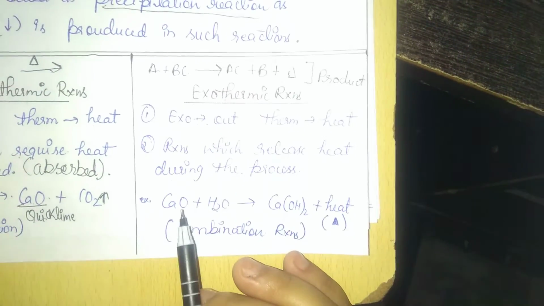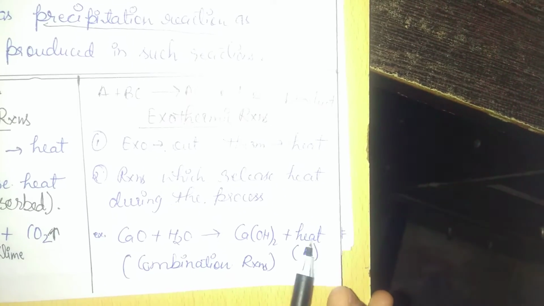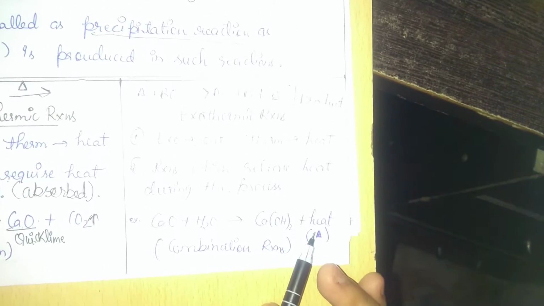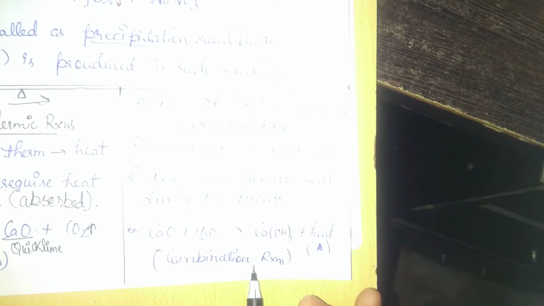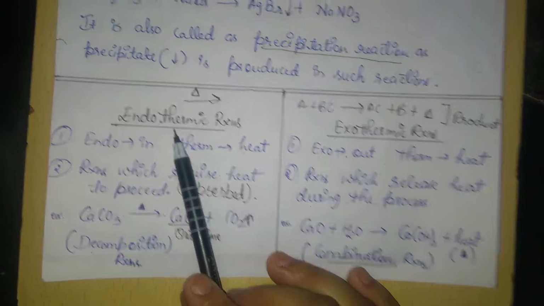Coming to exothermic reactions, we have calcium oxide, which is again called quicklime, reacting with water to form calcium hydroxide, and heat is released in this process. So this is an example of exothermic reaction. And since here two reactants are combining to form one product with the release of heat, this is an example of combination reaction. So you can also say that combination reactions are exothermic reactions and decomposition reactions are endothermic reactions. I hope this is clear to you.